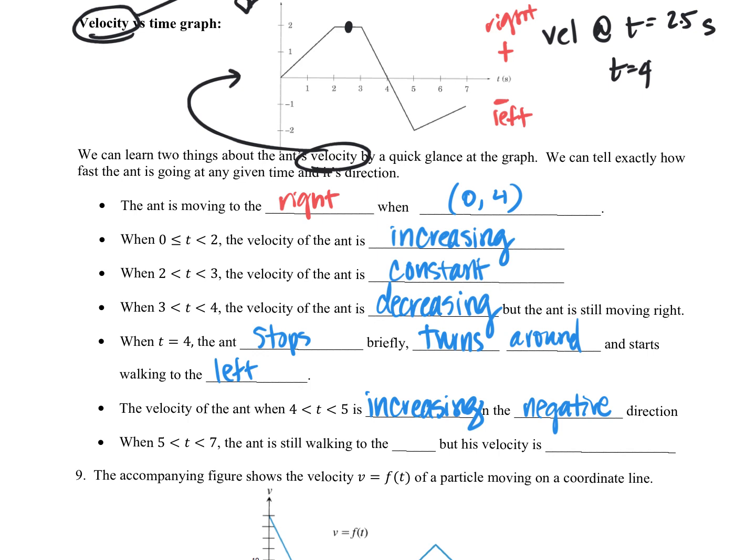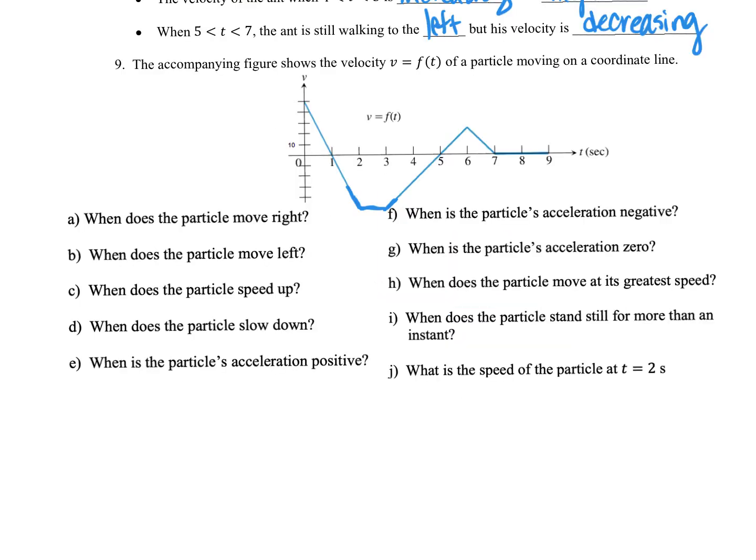Between 5 and 7, where's the ant walking? Left. Still left. What's its velocity doing? It's decreasing because he's getting closer to 0, right? So we're going to say walks to the left, but the velocity is decreasing, slowing down, whatever you want to say. This is the last one for the day.